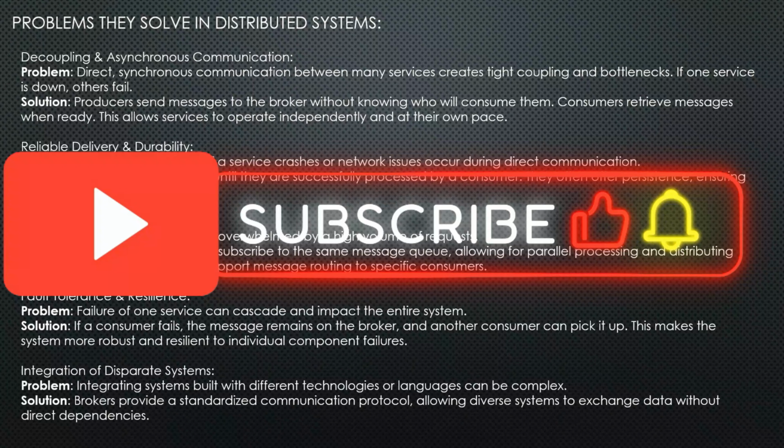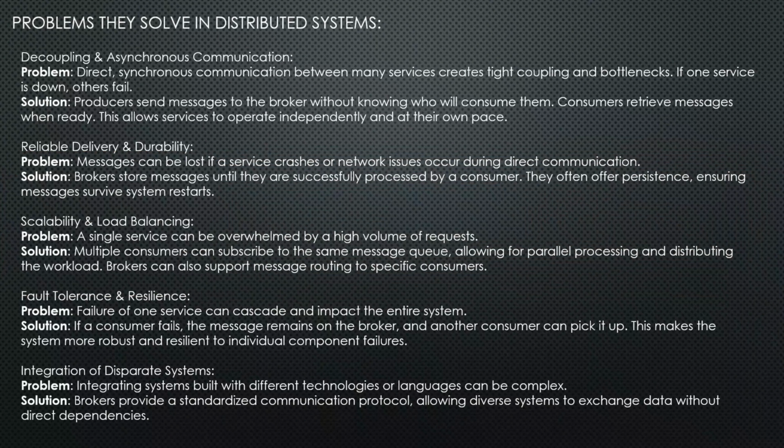Then comes scalability and load balancing. Let's say you have a single service which gets an overwhelming, very high volume of requests. The system will slow down. The solution is that multiple consumers can be configured to subscribe to the same message queue, which allows parallel consuming and processing, and distributes the workload. Brokers can also support message routing to a specific consumer, but that is a configuration to be done.